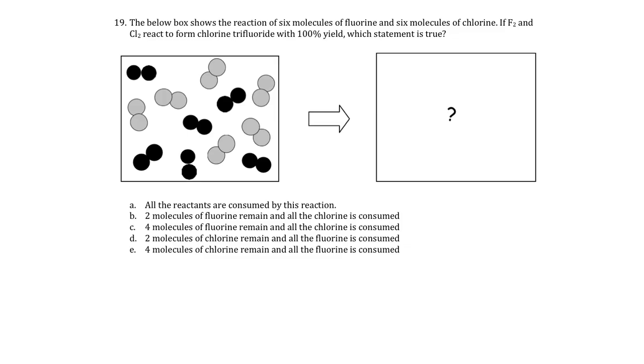Okay, so we then kind of come back to a particle diagram. We started with a particle diagram, and we'll end with a particle diagram for the coverage of chapter 3. And we see a box here that has 6 chlorines, 6 fluorines. We have 6 F2s and 6 Cl2s. And so these molecules are reacting to form chlorine trifluoride, which of course would be ClF3.